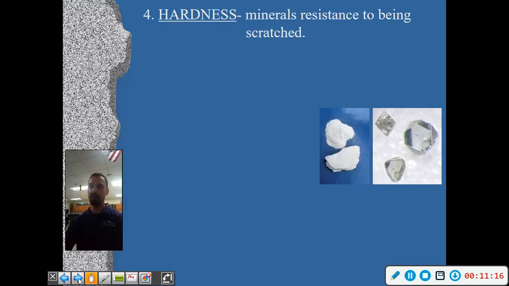Okay, so another characteristic that's very important is called hardness. This is a mineral's resistance to being scratched.